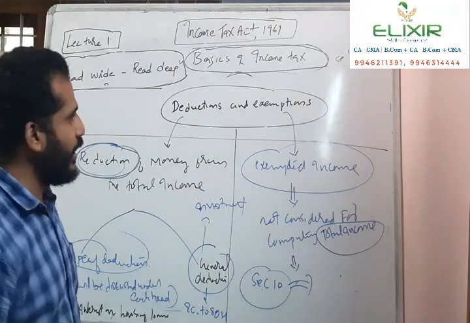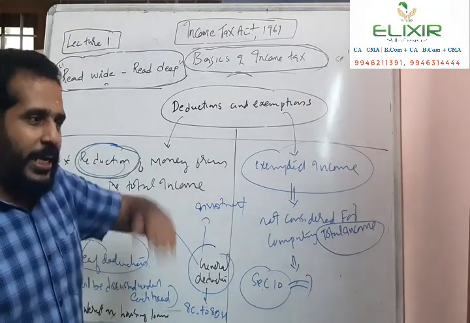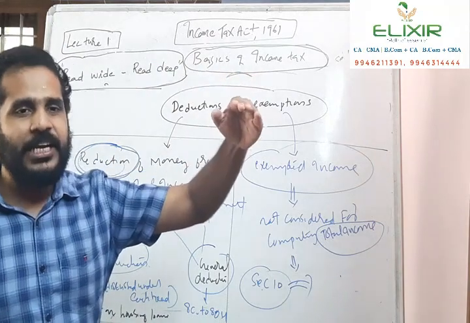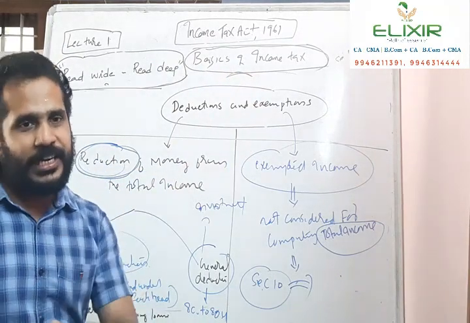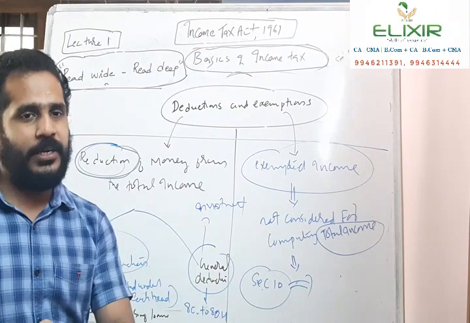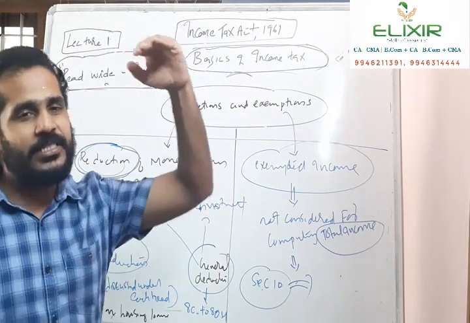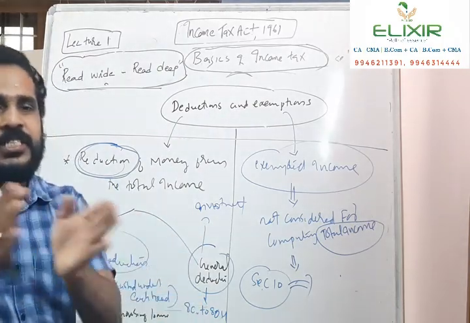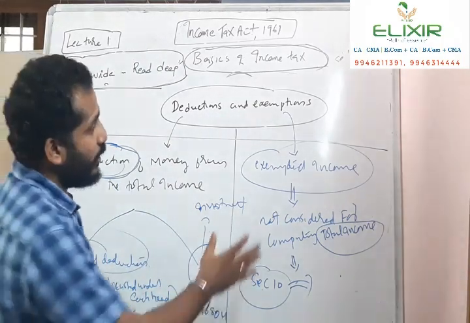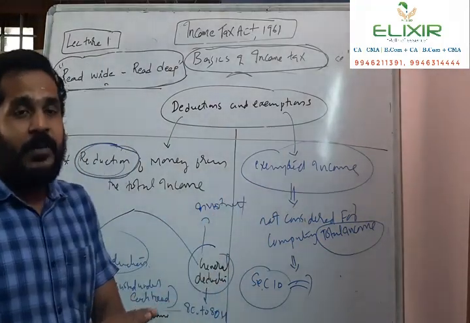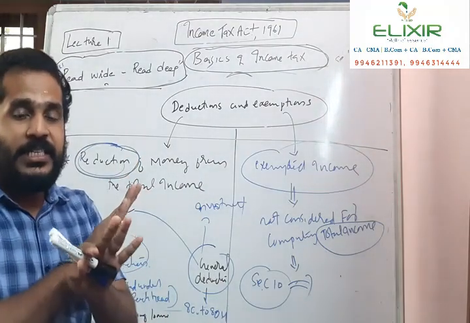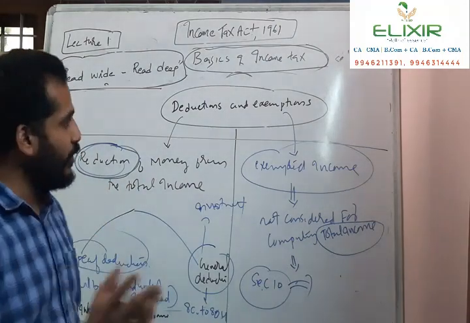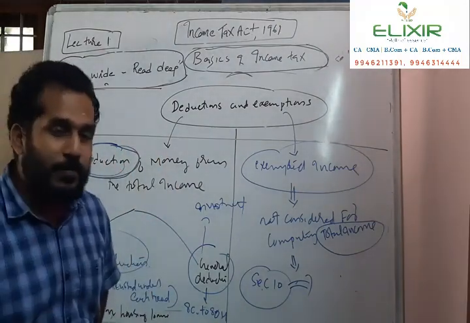The main difference is, in the case of deduction, the amount is first considered as part of total income and then it will be deducted. So deductible income is considered as a part of total income initially, and the deduction is available at a later stage. What is exempted income? The income itself is exempted. It is ignored while calculating the total income. That is the main difference between deductions and exemptions.